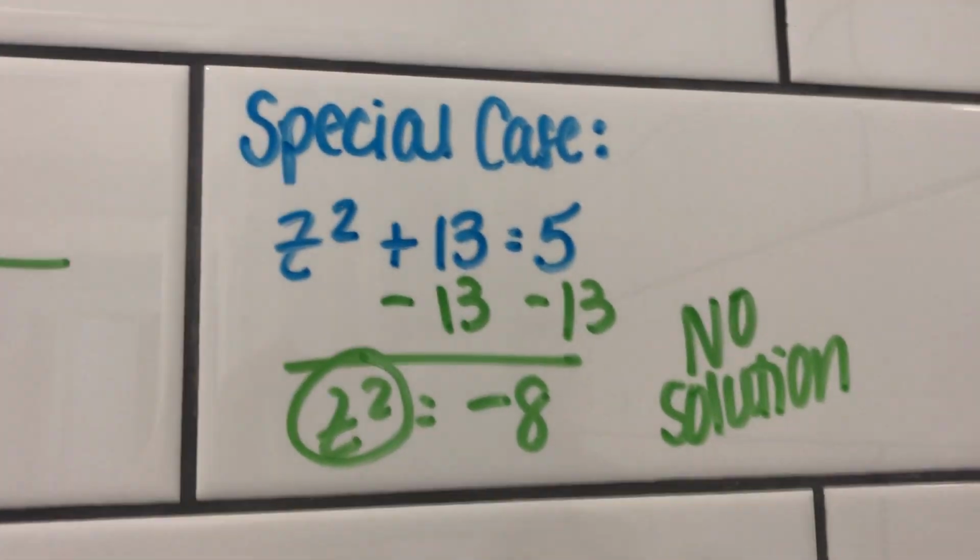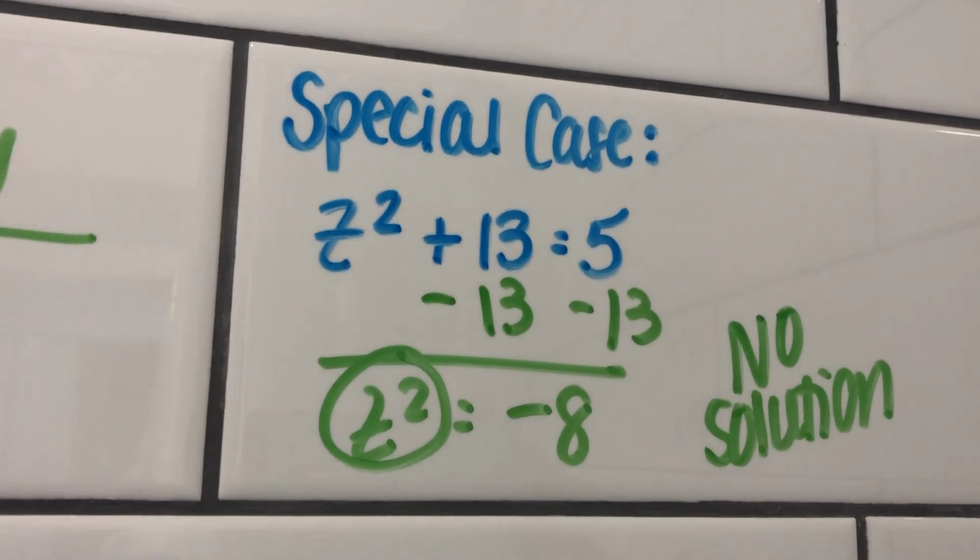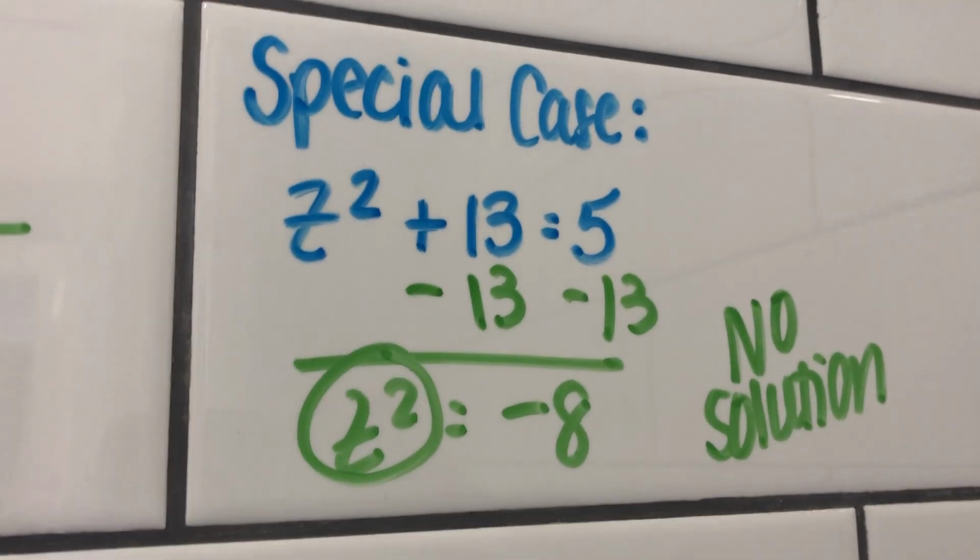Would be no solution. Now, if I graphed this parabola, it's not going to touch the x-axis. So that means that we're going to say no solution.